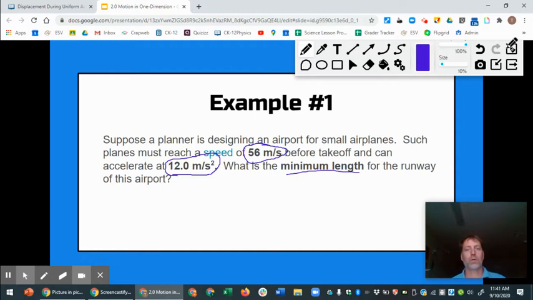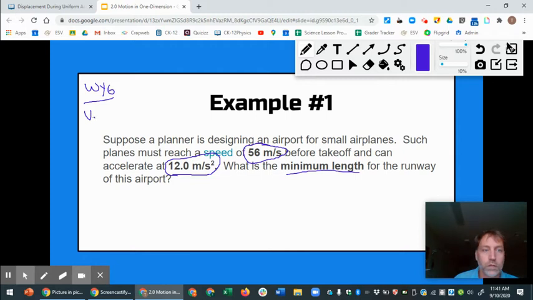Essentially, we want to make sure the planes are going fast enough, that they have a high enough velocity that they can take off before they run out of runway. That's a pretty important thing, right? So let's write down what we've got. We'll write down what you've got up here. And so velocity, we have a velocity.